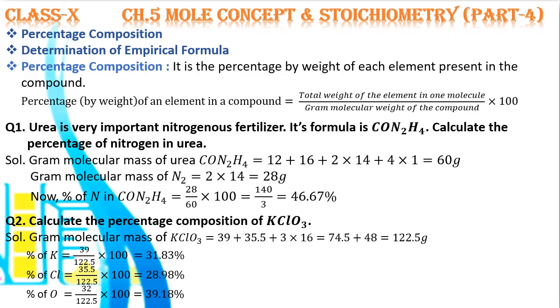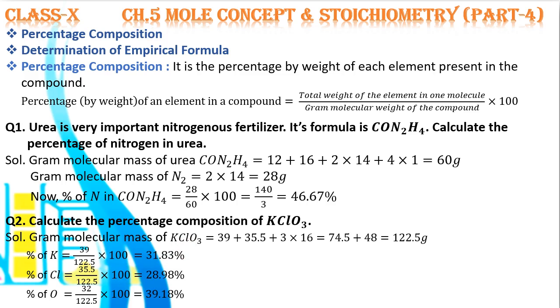Here is one atom of potassium, so its mass is 39. One atom of chlorine, its mass is 35.5, and 3 atoms of oxygen, so it is 3 into 16, which comes 122.5 gram. Now let us find the percentage of potassium. One potassium atom, so its mass is 39. Total is 122.5 multiplied by 100, we get 31.83%. This is the percentage of potassium in potassium chlorate.